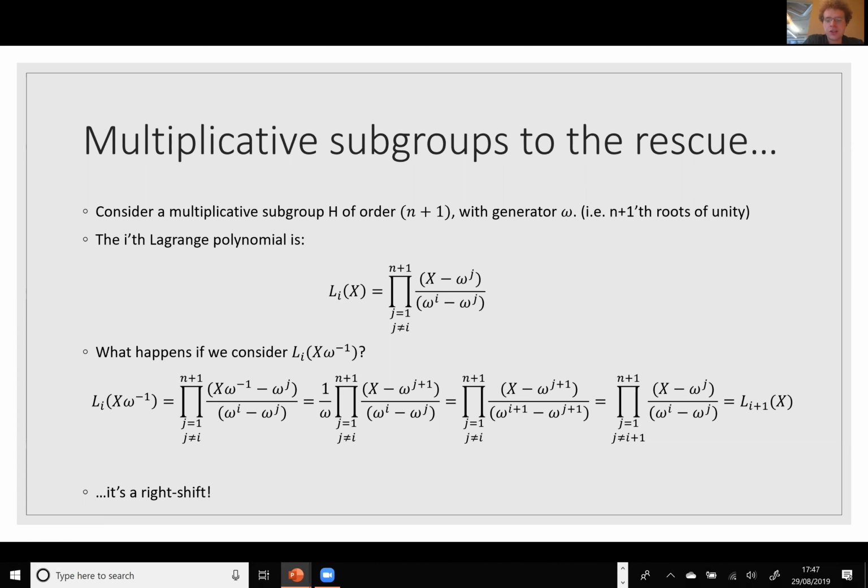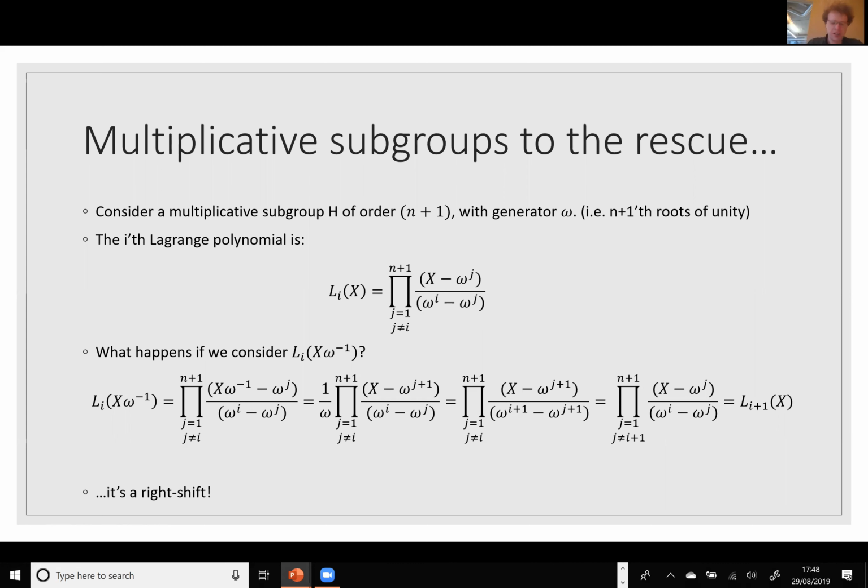And so if you do that, consider what happens in this product term when j equals n plus 1. Then in the numerator, you'll have x minus primitive root to the n plus 2. But this is a multiplicative subgroup. It's cyclic, right? So omega to the n plus 2 is equal to omega. So this thing cycles around, basically. What you have is that product term, you've effectively shifted all of your omegas up. You multiply them all by the primitive root.